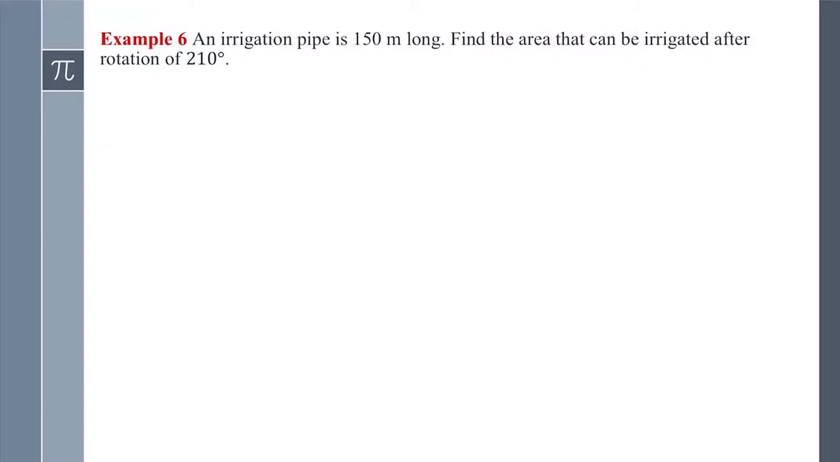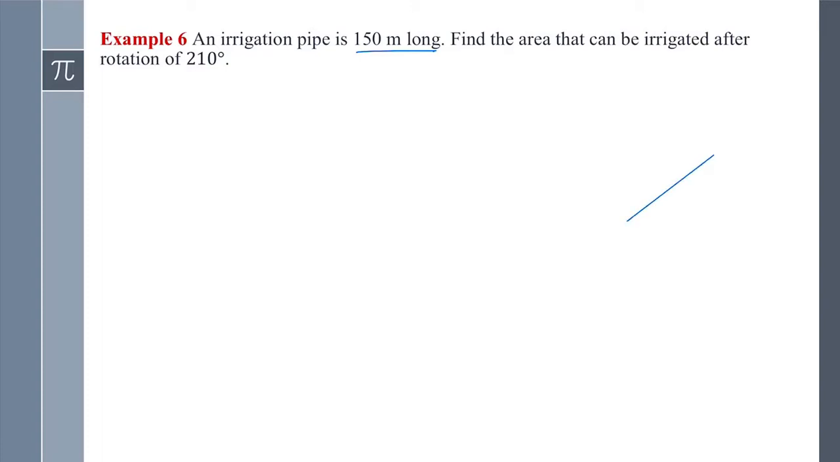An irrigation pipe is 150 meters long. Find the area that can be irrigated after a rotation of 210 degrees. So we have an irrigation pipe, and then we are rotating that. Okay, so it makes a circle. This is not a perfect circle, I didn't make a perfect circle, but yeah, we have a pipe.